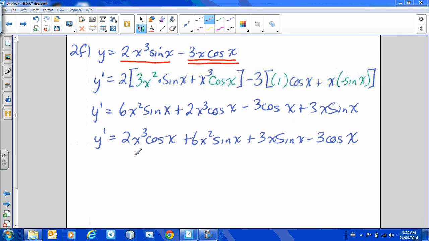We simplify as much as we can, and then at this point I have x cubed with cos x's, I have x's with sine x's. There's really nothing I can do with this.